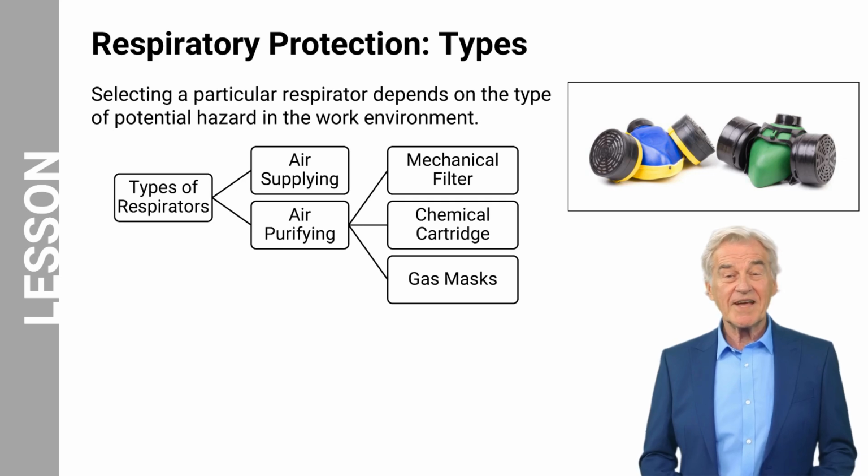Respiratory devices can be classified into 2 main categories: air-supplying respirators and air-purifying respirators. Selecting a particular respirator depends on the type of potential hazard in the work environment. We will discuss these in greater detail in the upcoming slides.